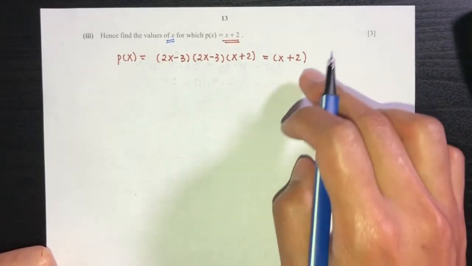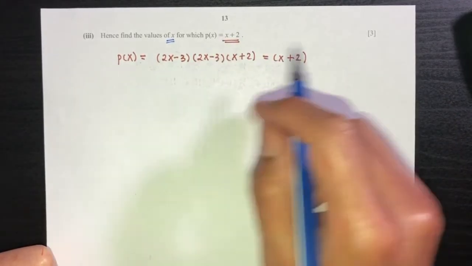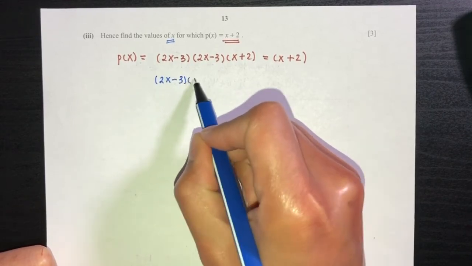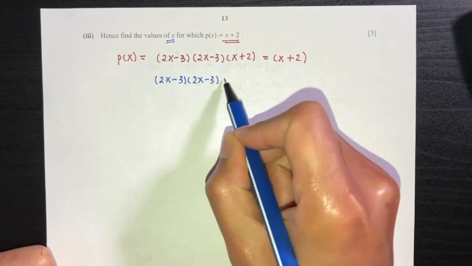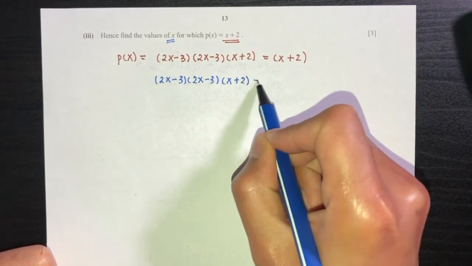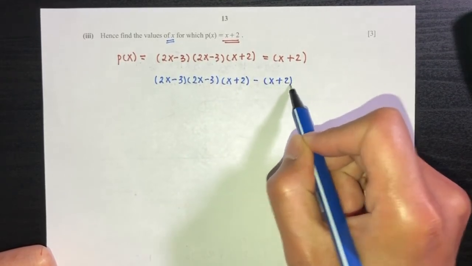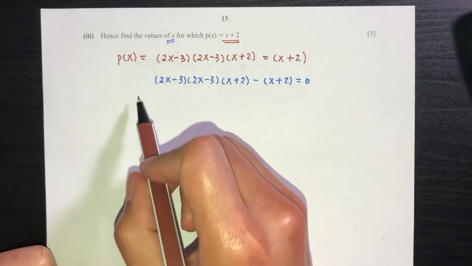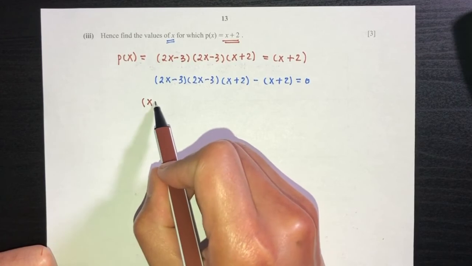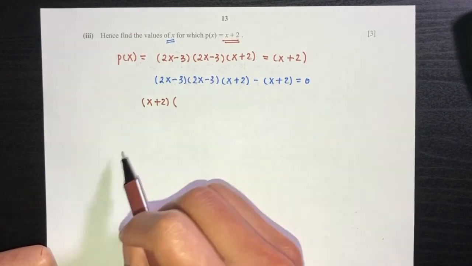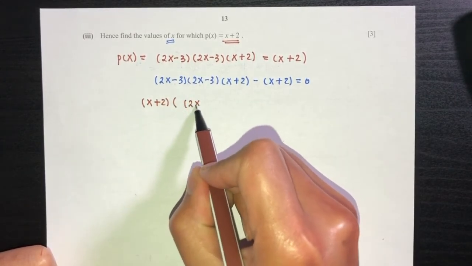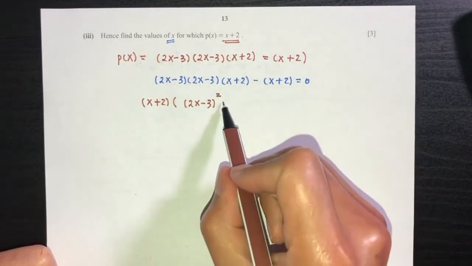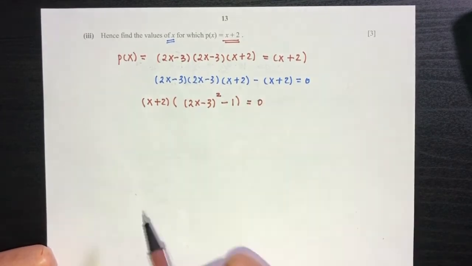So one thing I can do is send this one over to the left side. You will have 2x minus 3, 2x minus 3, x plus 2 minus x plus 2 equal to 0. Now next up we can factorize this one outside. You will have x plus 2 outside, and then you'll have 2x minus 3. This happens twice, so it can be just square. That'll be minus 1 equal to 0.